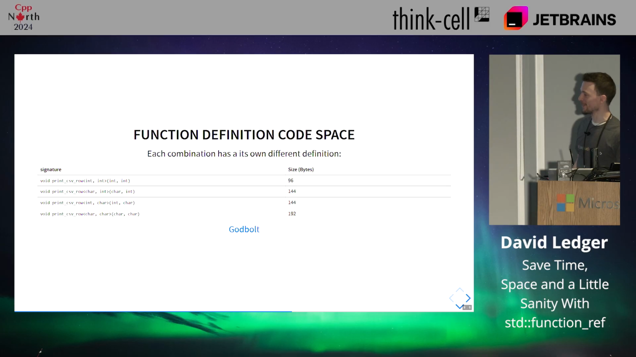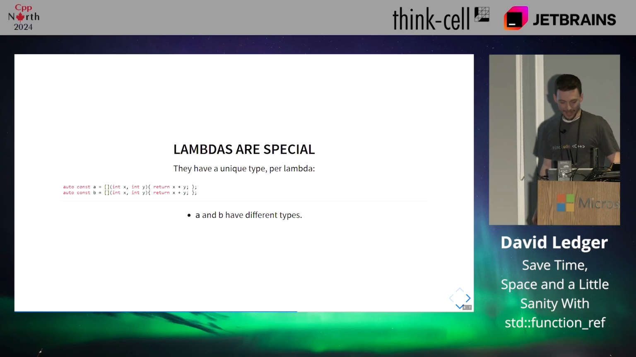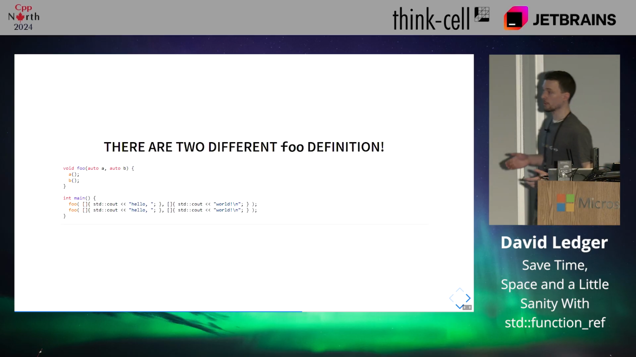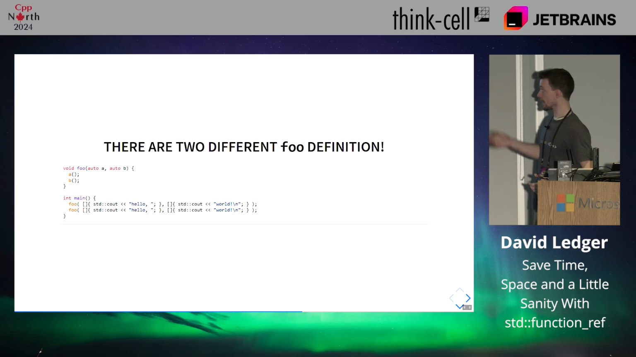And notably, the first one, 2 pointers, which is quite similar to standard function ref, and two integers, are one of the reasons that standard function ref works so well. Lambdas are special, though. Lambdas have a unique type per lambda. Each of these lambdas, despite having exactly the same tokens, has a different type. So if we were to call foo, each with these lambdas, we actually get two different foo definitions. They look the same, but you will get two different definitions.